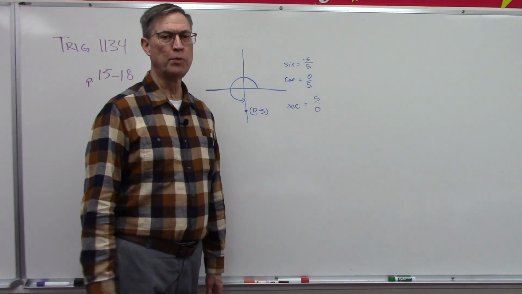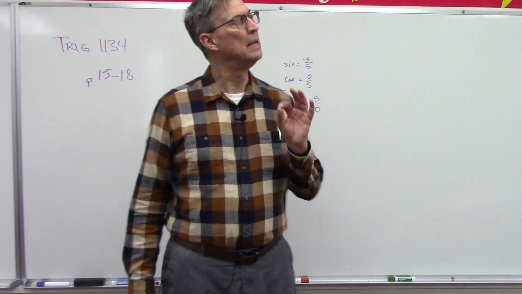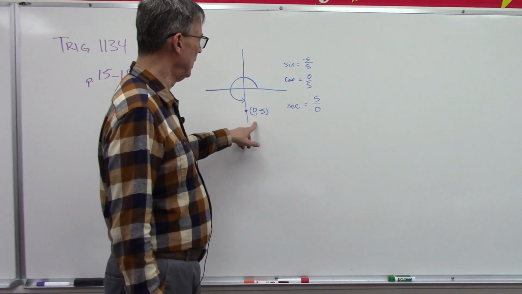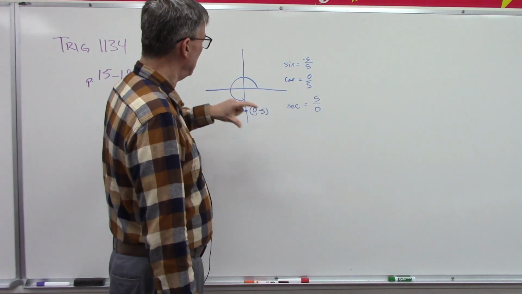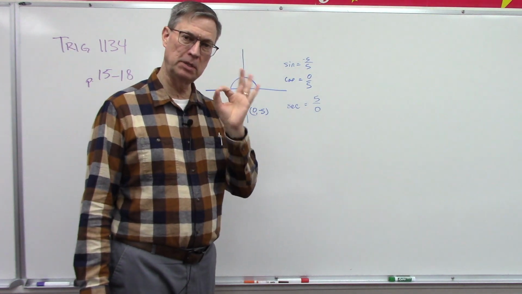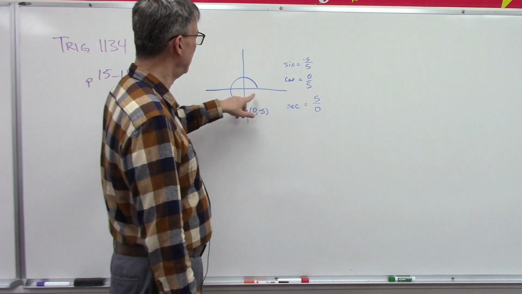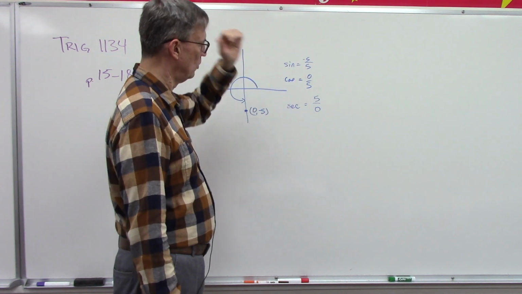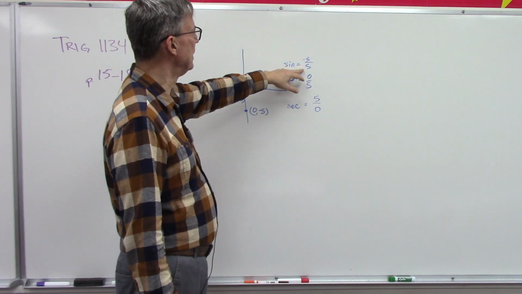All right, let's do a real super fast lesson about pages 15 through 18, which is sometimes when a point is right on the axis, either the x or the y value will be 0, okay? So that makes it easy to find the opposite over the hypotenuse, the radius.